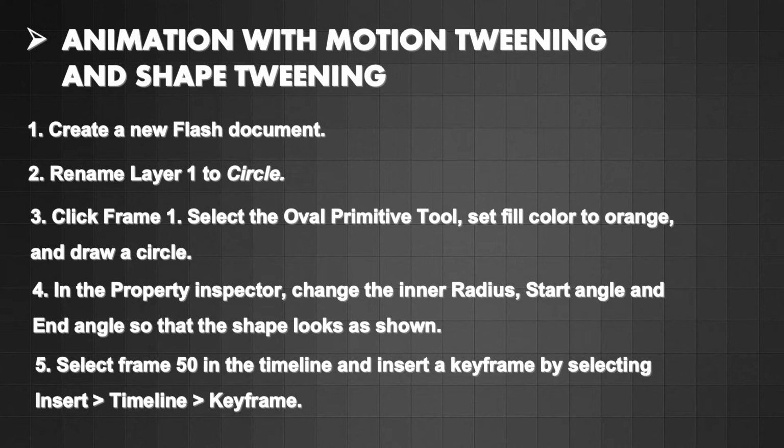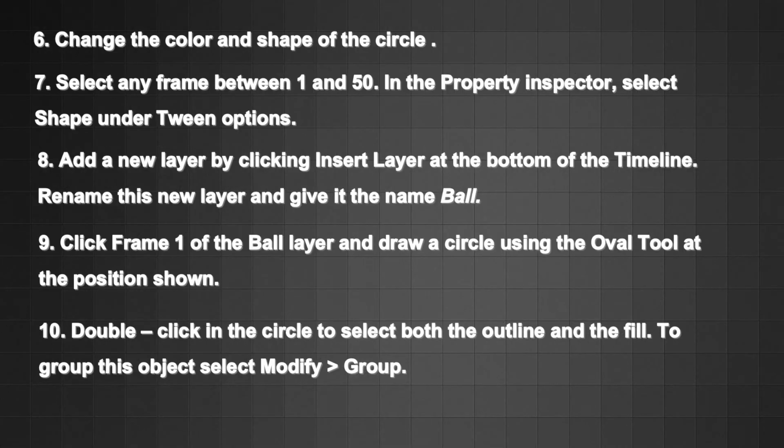Select frame 50 in the timeline and insert a keyframe by selecting Insert, Timeline, Keyframe. Change the color and shape of the circle as shown. Select any frame between 1 and 50. In the property inspector, select Shape under the tween options.